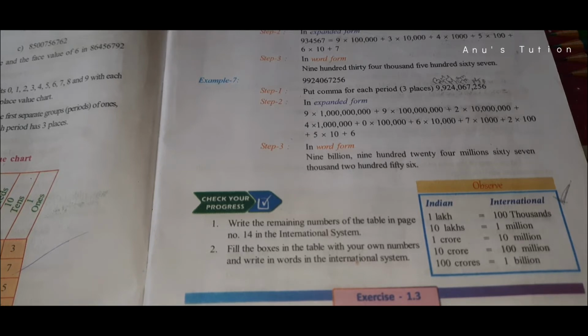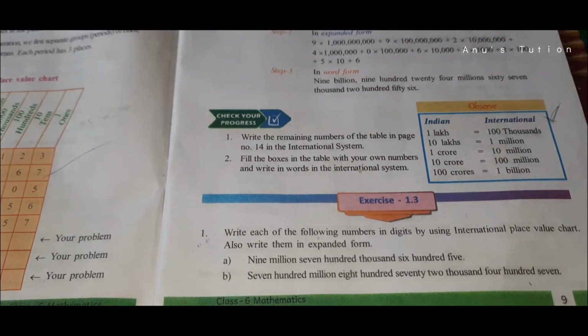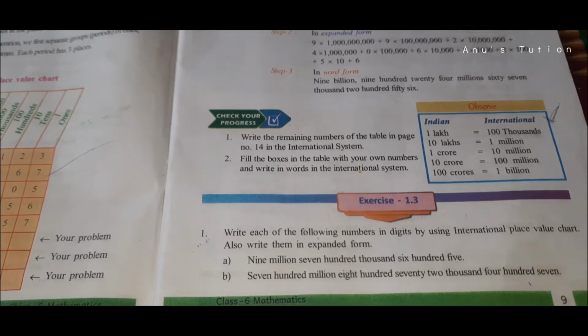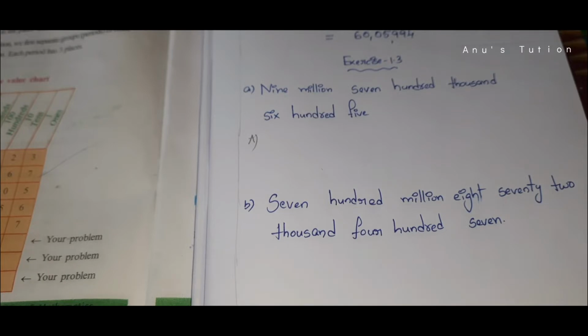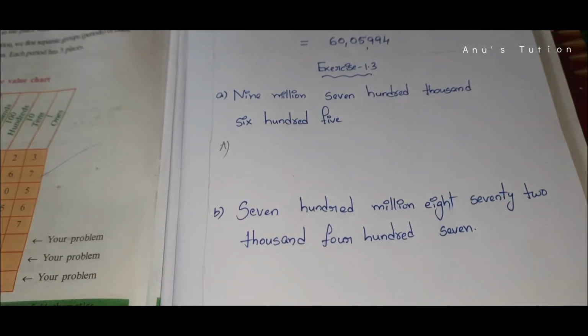Next, exercise 1.3. Here is the question: write each of the following numbers in digits by using the international place value system, and also write them in expanded form. In exercise 1.3, in the first section, we have to write the number form for the given word form.